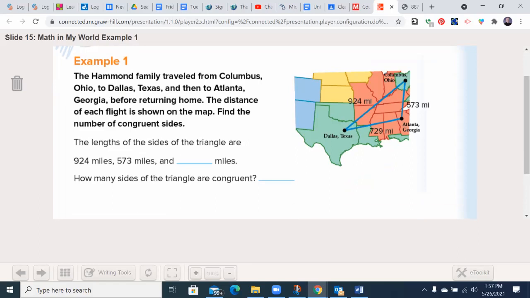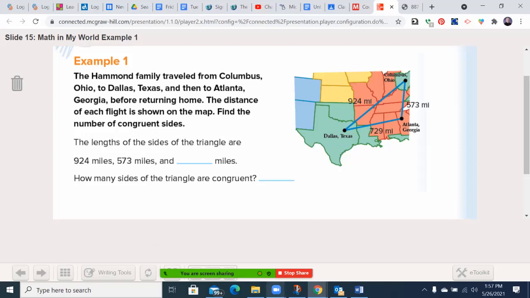So the Hammond family traveled from Columbus, Ohio. I can see why you'd want to go from there to Dallas, Texas. So that's this stretch right here. Then to Atlanta, which is over here, and then back home. The distance of each flight is shown on the map. Find the number of congruent sides.